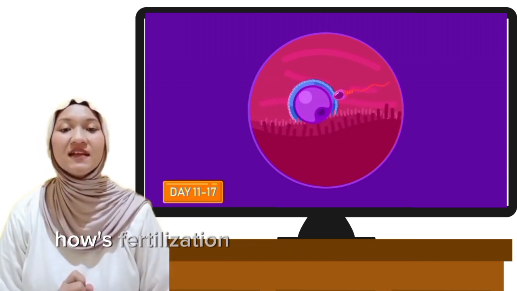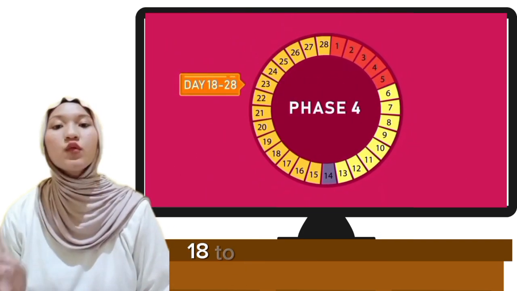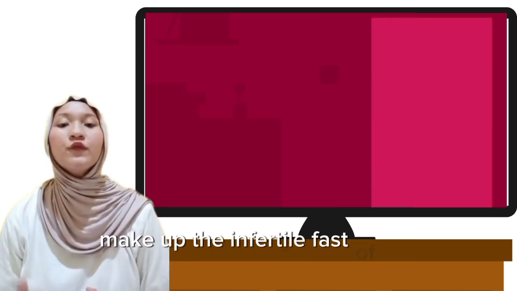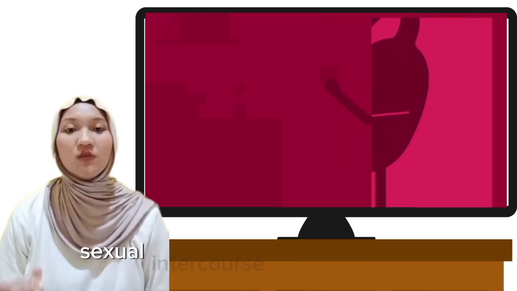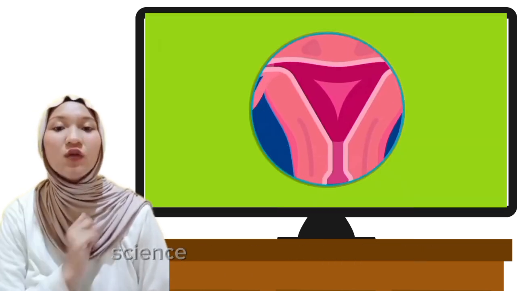Hence, fertilization is possible up to day 17. Day 18 to 28, phase 4. The rest of the days make up the infertile phase of the menstrual cycle. Sexual intercourse during this period is unlikely to result in fertilization, since no ovum is present.